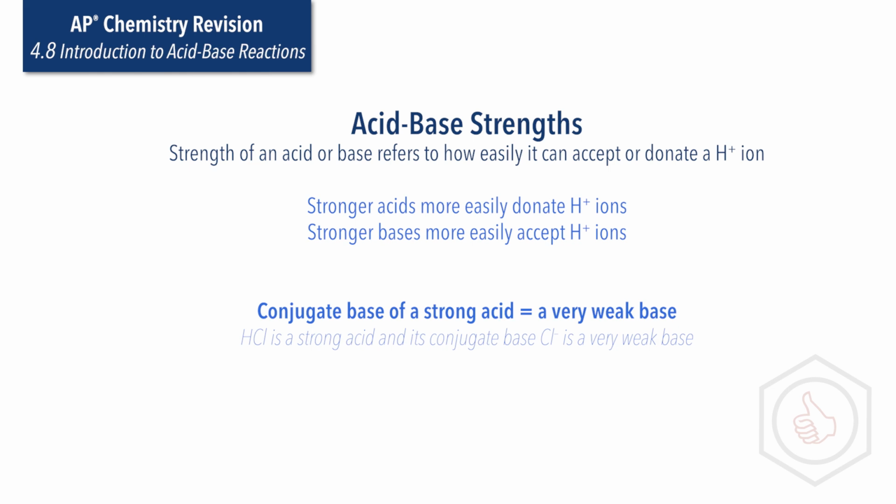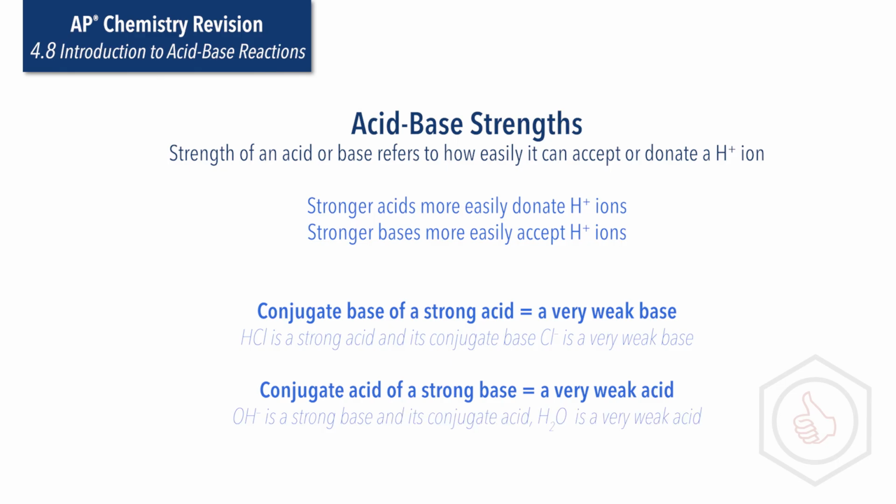Equally, strong bases have weak conjugate acids. So for example, the strong base OH- has a weak conjugate acid of H2O. The H2O doesn't easily donate H+ ions, meaning it's a very weak acid. The relative strengths of acids and bases are covered in a lot more detail under Chapter 8, Acids and Bases.